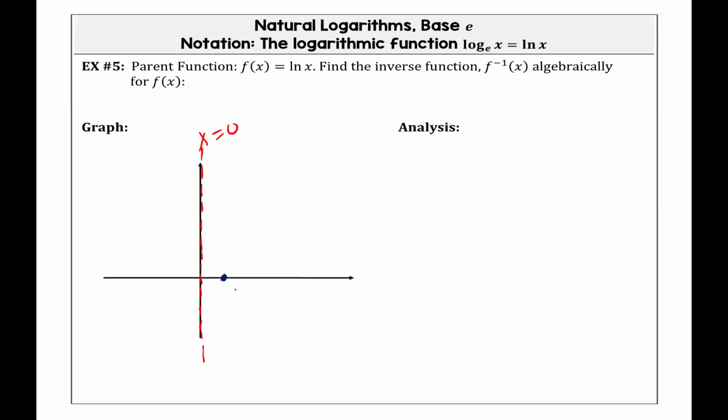So all log functions have parent functions, I should say. So the parent function, ln x, has a vertical asymptote at x equals 0, an x-intercept at (1, 0). Because of that, my analysis is going to be much different than a regular log function.